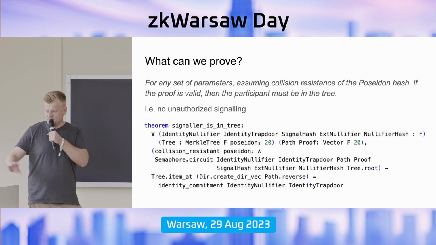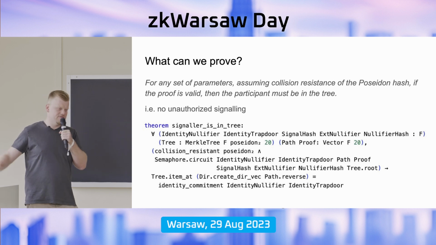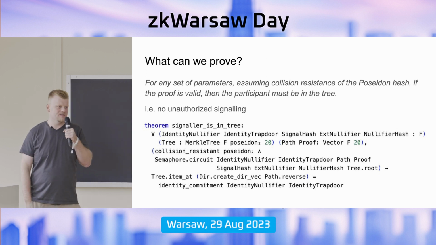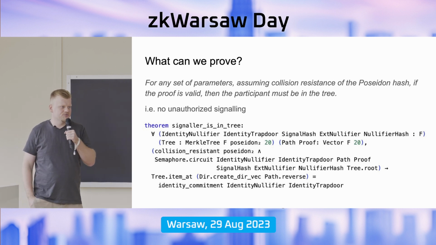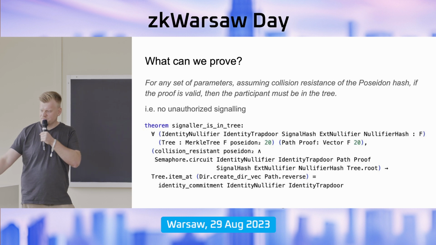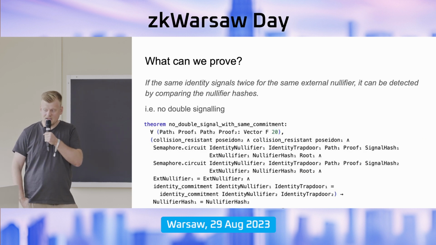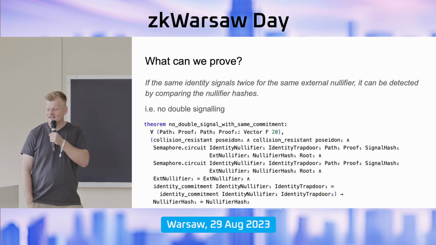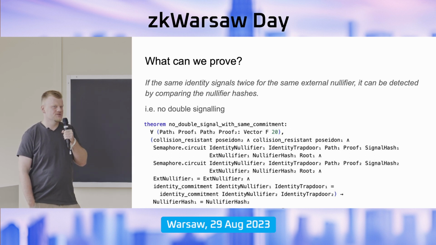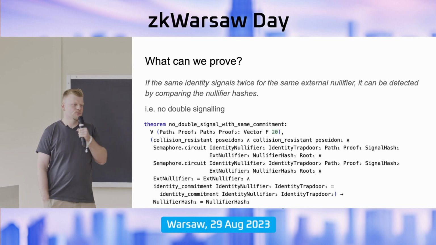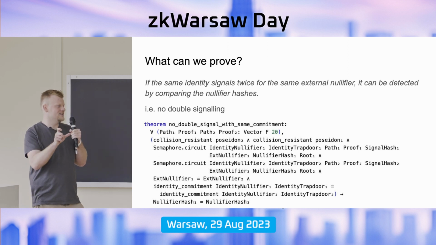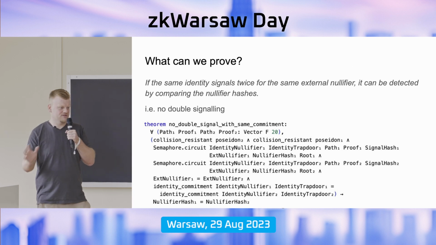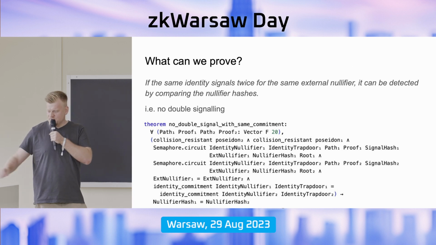And you can see the statements in Lean4, the statement of these exact theorems in more mathematical language. And you can see the proofs for yourself in the GitHub repository. And the last thing we can prove, well, we can prove many more things, but the last one that I have on a slide is that if the same user tries to signal twice, I will know. There is a unique identifier that I can compare and say, I know you are trying to signal twice, please don't do that.